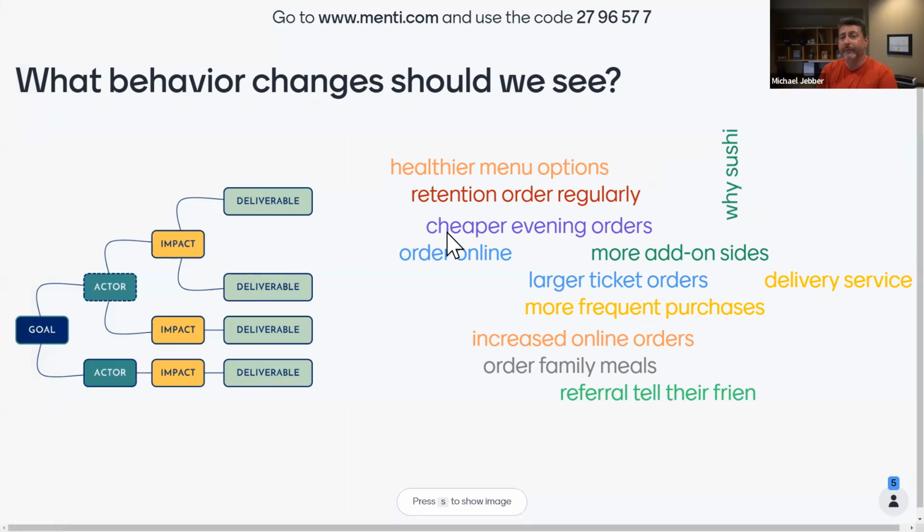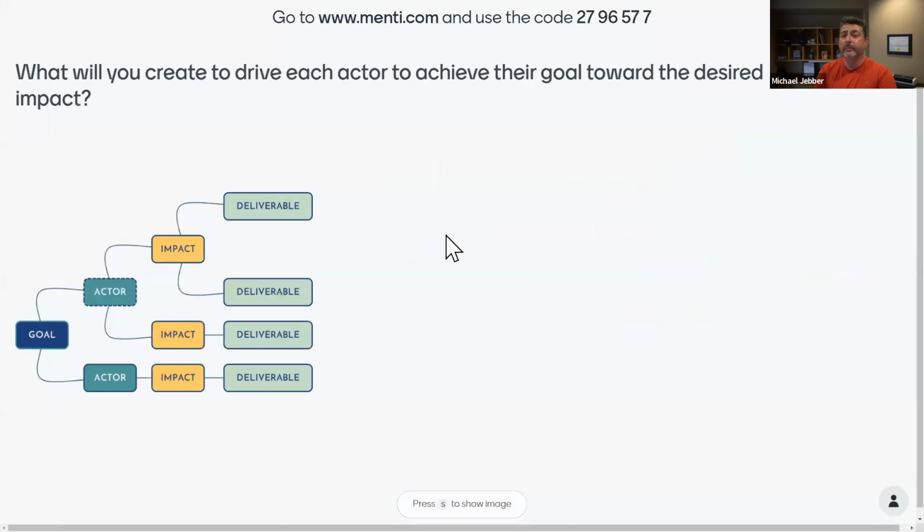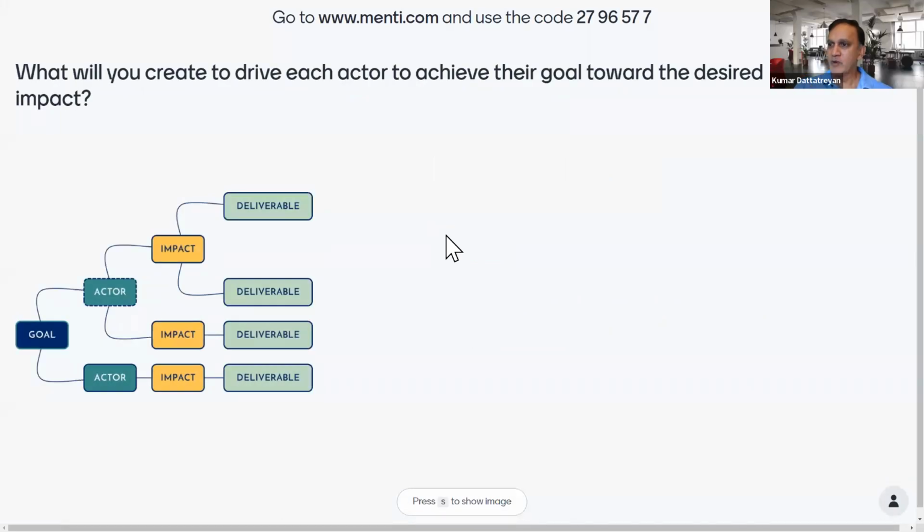Right. Can you move the slide forward? Yeah, there we go. What will you create to drive each actor to achieve their goal toward the desired impact? So just think about the impacts that you created, and add that in there.